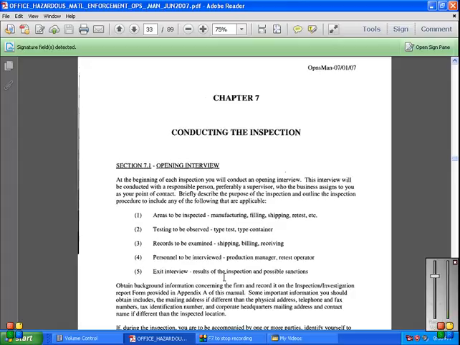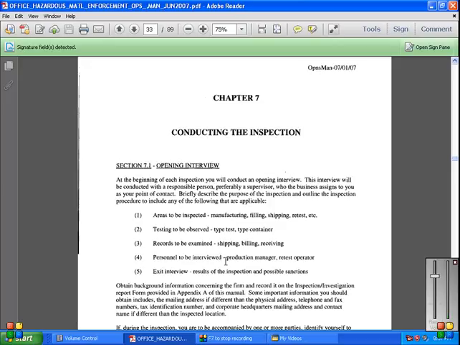Outline the inspection procedure to include any of the following, as applicable. Areas to be inspected: manufacturer, filling, shipping, retesting, etc. Testing to be observed: types of test, types of container. Records to be examined: shipping, billing, receiving. Personnel to be interviewed: product manager, retester, operator. Exit interview: results of inspection and possible sanctions.